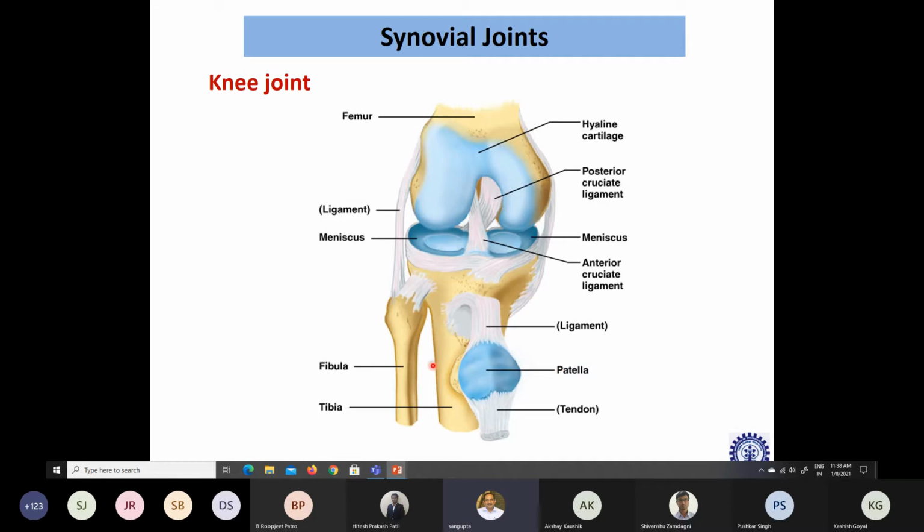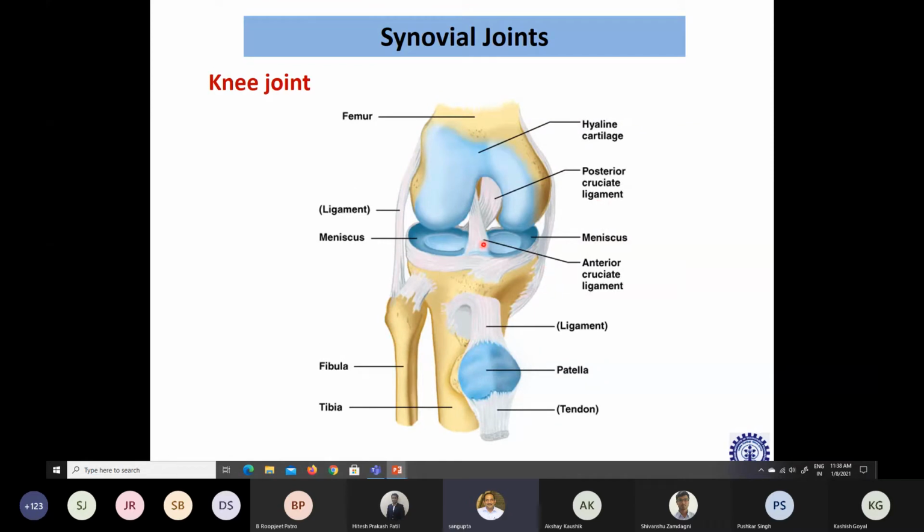Now there is another bone which is the fibula, which is located on the lateral side, and it is attached by some ligament to the proximal part of the tibia. Now, as you can see, the collateral ligaments on the two sides, the lateral collateral ligament and medial collateral ligament, hold the joint together.